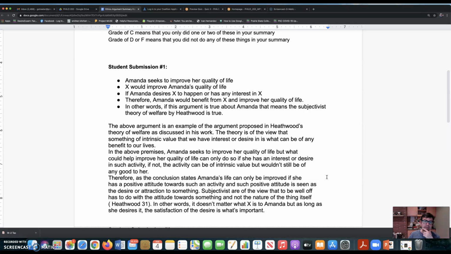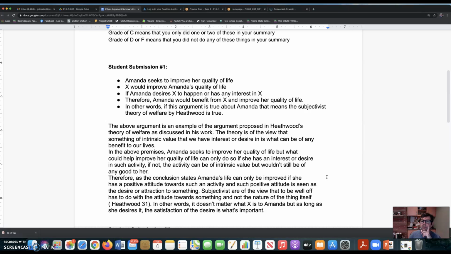I think this is something maybe that could have been written as one full paragraph, but that's not such a big deal. The above argument, okay, is an example of the argument proposed in Heathwood's theory of welfare, as discussed in his work. So first, nicely putting it in the context, you know, we're talking about Heathwood, and we're referencing this skeleton argument as an example of something that Heathwood is doing in his paper. It might be a better thing to do to actually give the title of Heathwood's article. That would be even better than just mentioning the author.